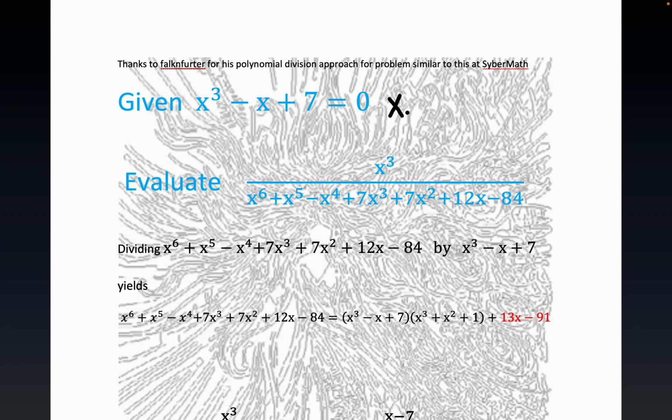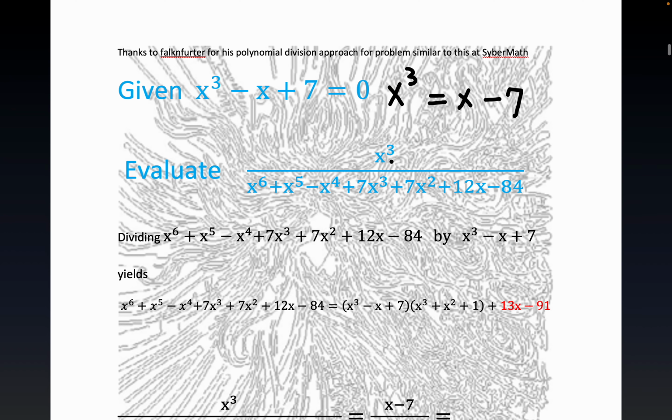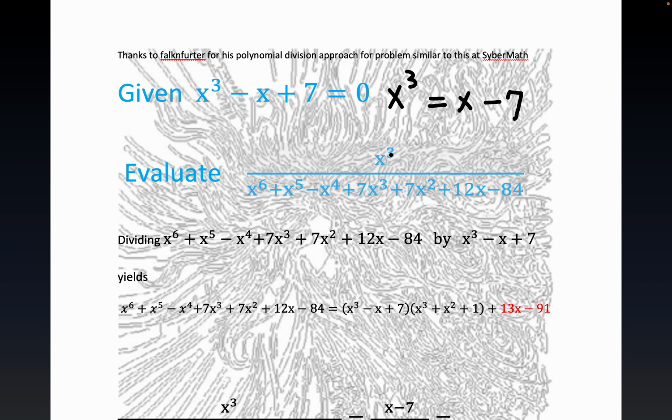This is one of these problems where it's a popular type of problem in that you don't have to solve directly for x in the initial condition here, but the initial condition gives you a lot of reducing power, so to speak. The first thing I'm doing right here is showing you how x cubed is just equal to a linear expression. Turns out to be quite useful because we're asked to evaluate x cubed divided by this 6th degree polynomial.